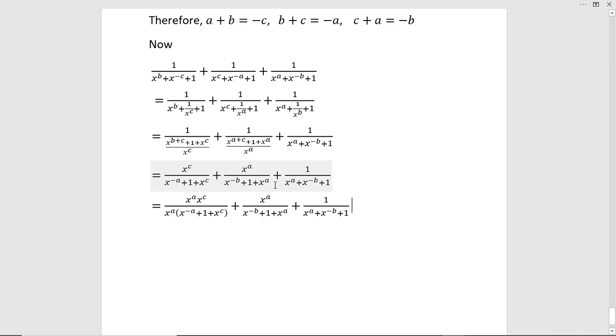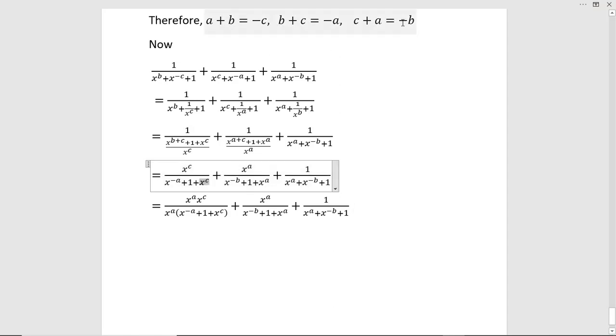So these two denominators are the same. We want to make this denominator also the same as the remaining two. So if we multiply x to the power a here, then we will get x to the power a and x to the power a cancelled. We will get 1 multiplied with x to the power a, we will get x to the power a, and x to the power a is multiplied with x to the power c, that is a + c, that will become minus b. So we want to find the minus b, and we already have x to the power c.